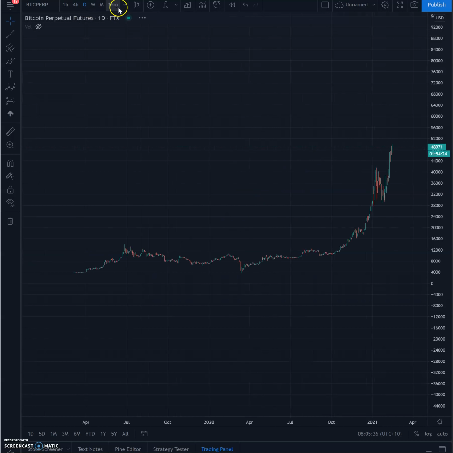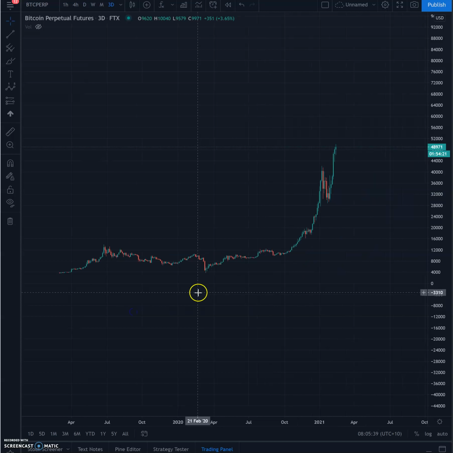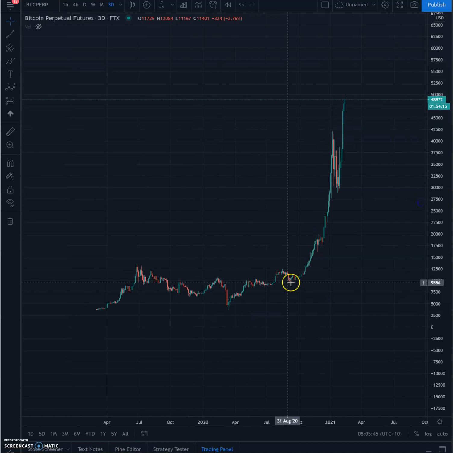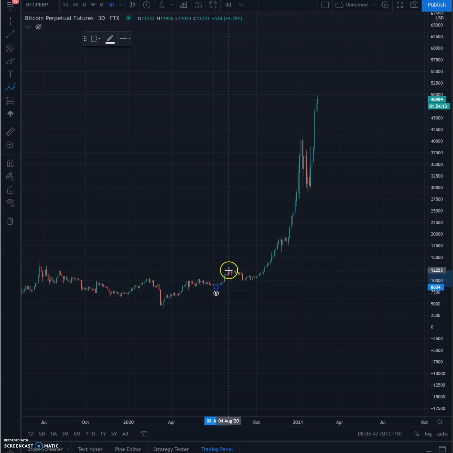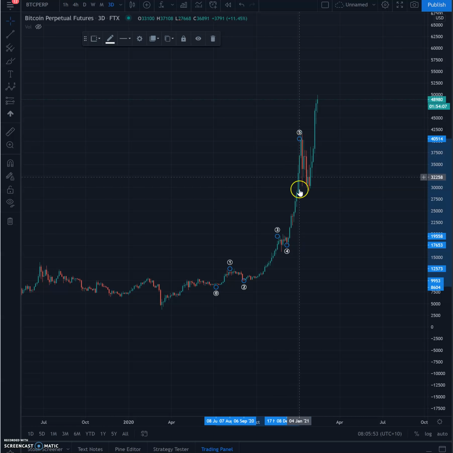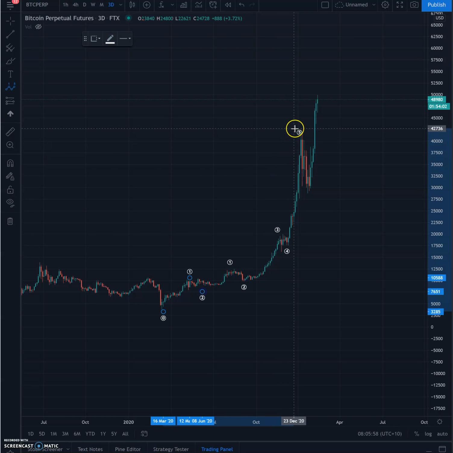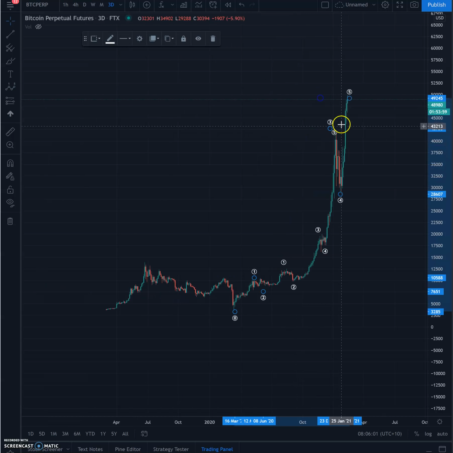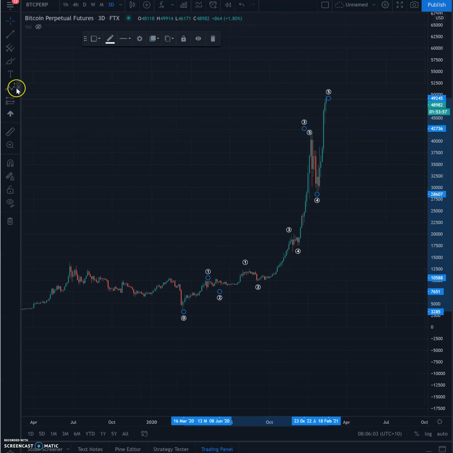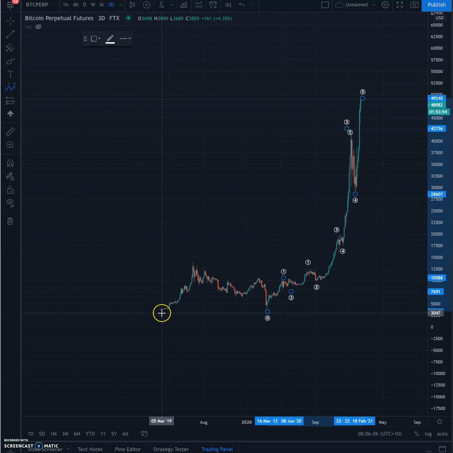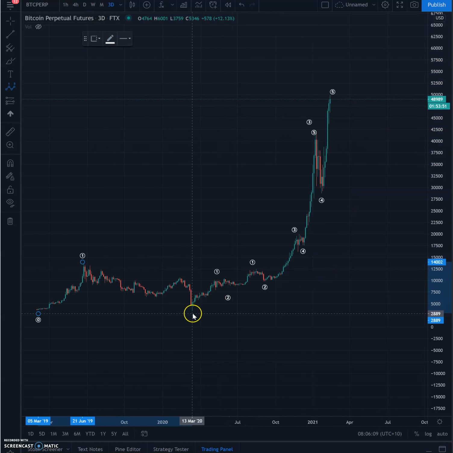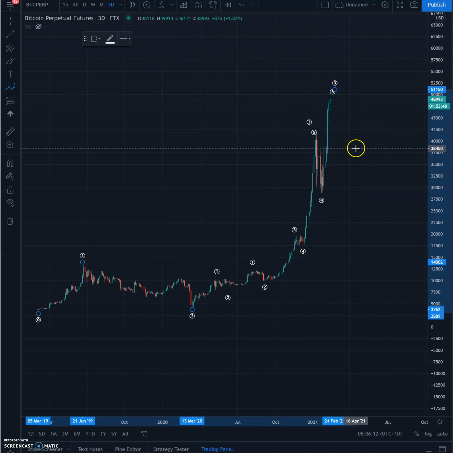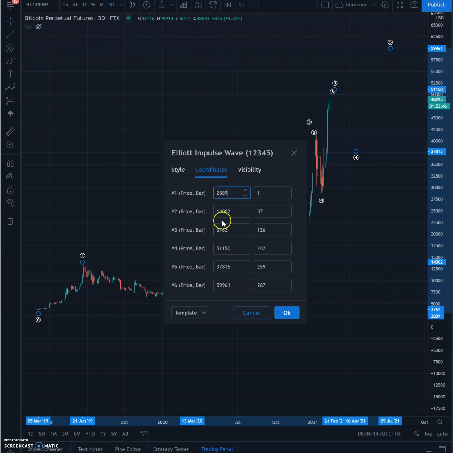So with Bitcoin, if we zoom out so we can see it all, basically from the March lows of last year, this is where I think we are in the cycle. I think this is a one, two, three, four, five. I think wave five of this wave three was extended, and then we go one, two, three, four, five, and then this will be a major wave three. Obviously, this is the FTX chart, so it doesn't go far enough back, but this is basically what I think we're looking at the moment.